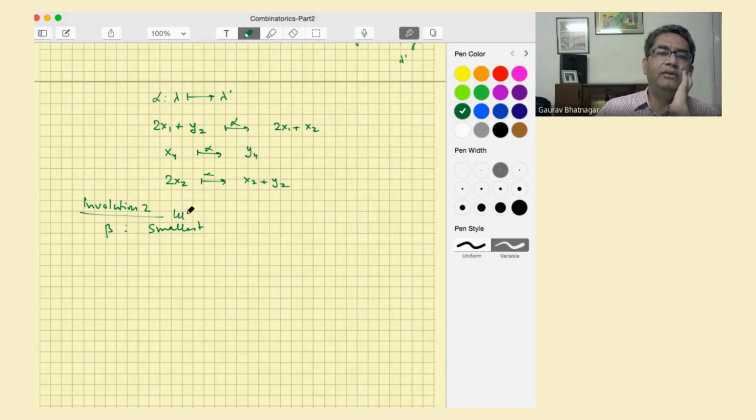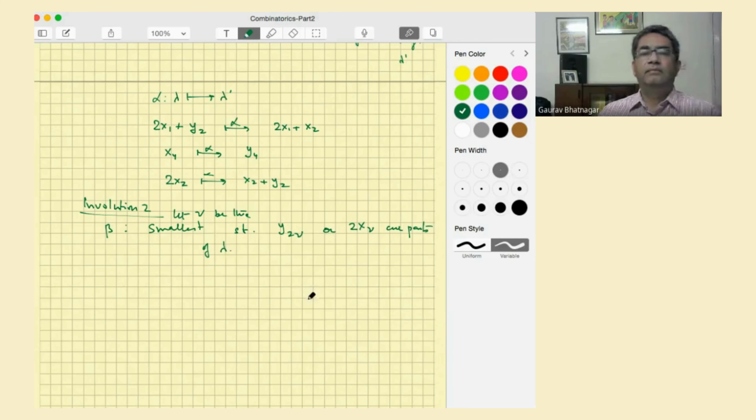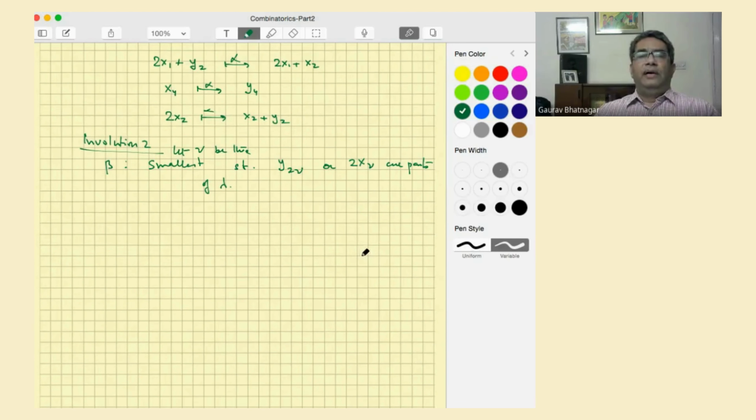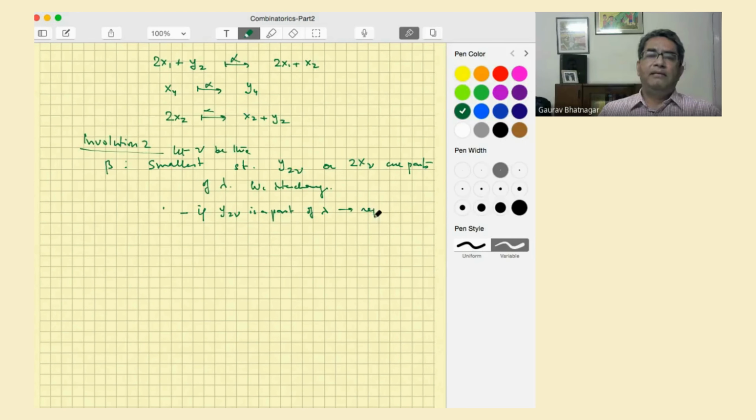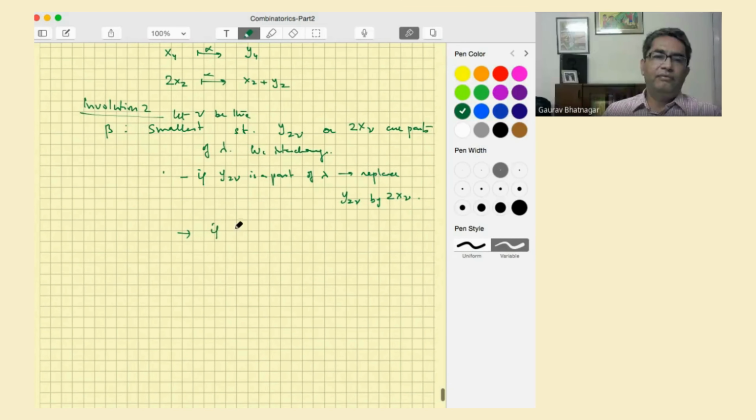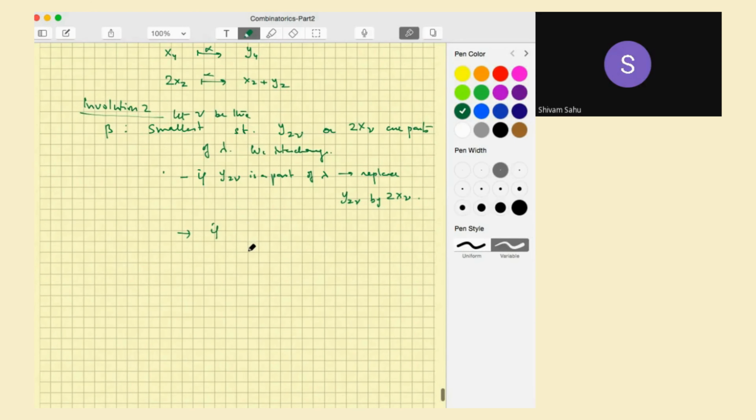So suppose nu is the smallest such that y to nu or 2 times x nu are parts of lambda. In this case, we interchange again. So first, if y2 new is a part of lambda, replace y2 new by 2x new, and if... Do you mean to say there x2 mu or 2 times x mu? X mu. Sorry.